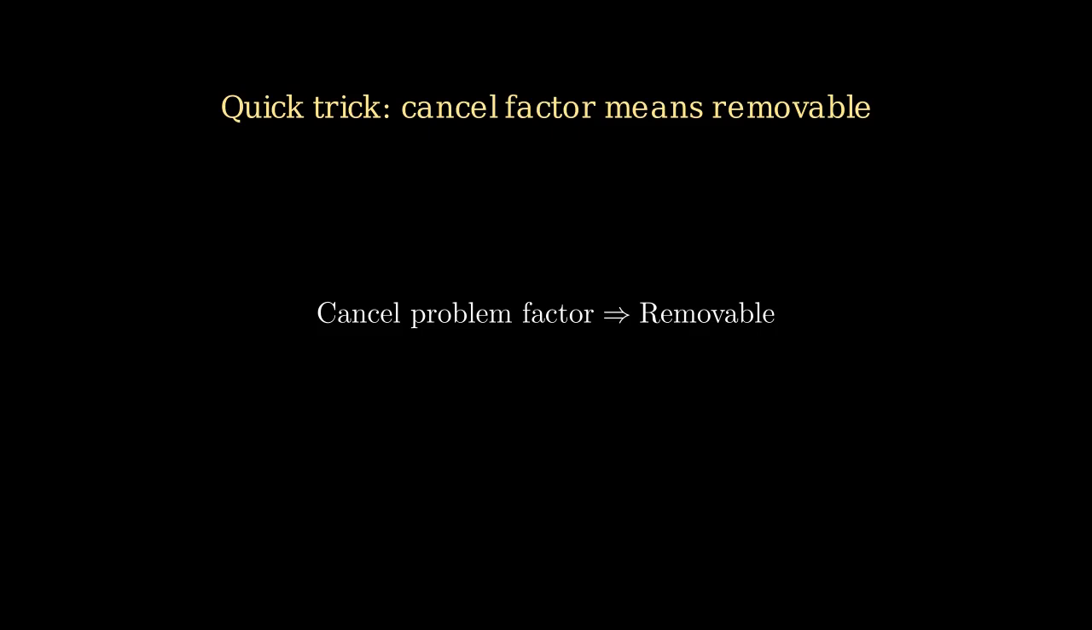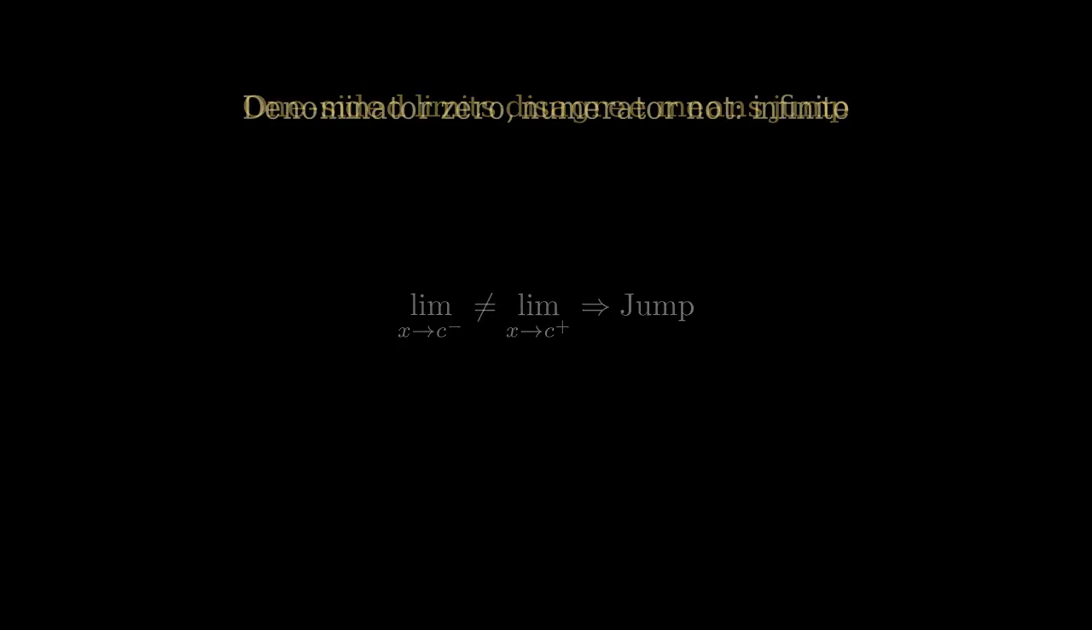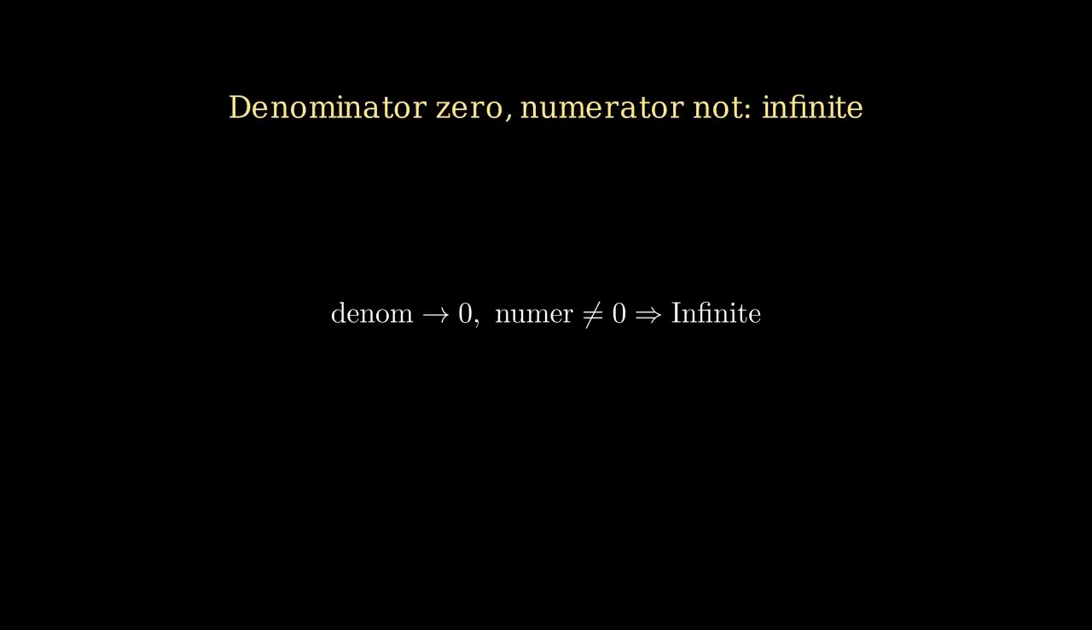Here's a quick trick for classifying these fast. If factoring lets you cancel the problem factor, it's removable. If the left and right hand limits disagree, it's a jump. And if the denominator goes to 0 while the numerator does not, it's an infinite discontinuity.